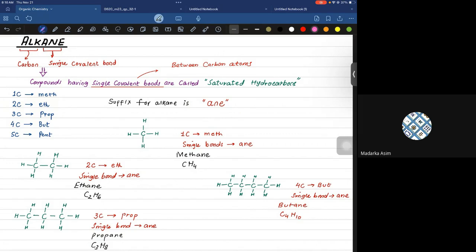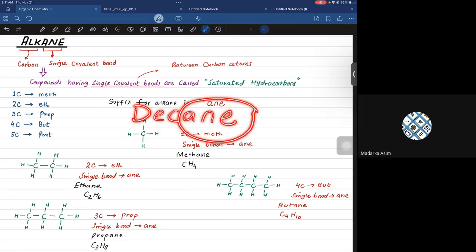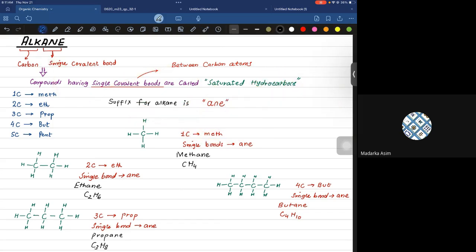Whenever you have an alkane, you will always see that this is an alkane. So let's suppose I'm going to give you the name, I'm saying that this is decane. So obviously it contains A and E, so you will say that yes, this is an alkane. Why is this an alkane? Because it has the suffix ANE, which indicates that this is an alkane. It depends on the carbon atoms, obviously. If you have one carbon, that would be methane. If you have two carbons, that would be ethane. If you have three carbons, that would be propane, then butane, then pentane, and so on.